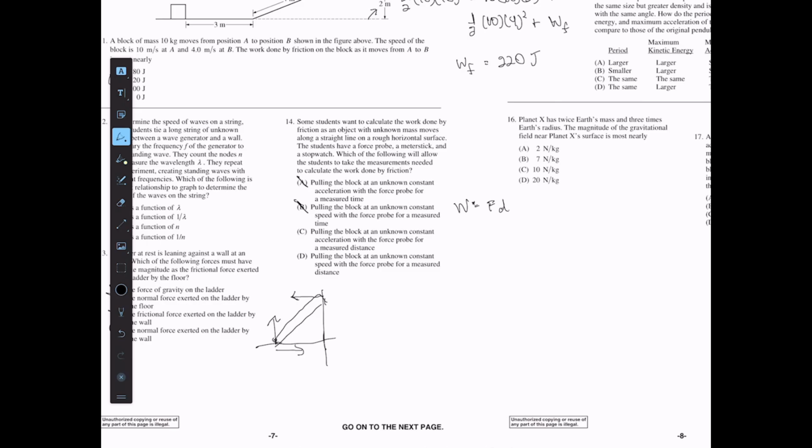So pulling the block at an unknown constant acceleration with the force probe for a measured distance, or pulling the block at an unknown constant speed with the force probe for a measured distance. If you pull a block with an unknown constant speed, that means that the net force is 0, because the acceleration is 0. So the reading that you see on your force probe will be the force of friction, and then you could just multiply it by the measured distance. So that would be the best way to calculate the work done by friction.